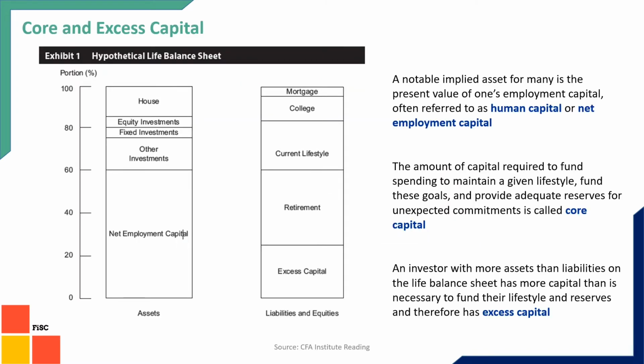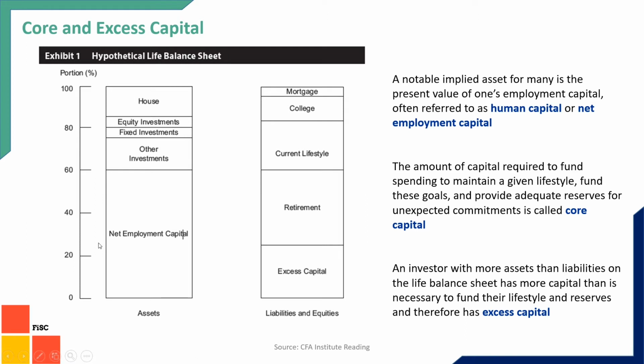So first, if you can see in Exhibit 1, on the left side of the slide, you can see a hypothetical balance sheet, and here you can see there are various kinds of investments and house property, which are some sort of financial capital a person can have. And then there is another portion which is called net employment capital.